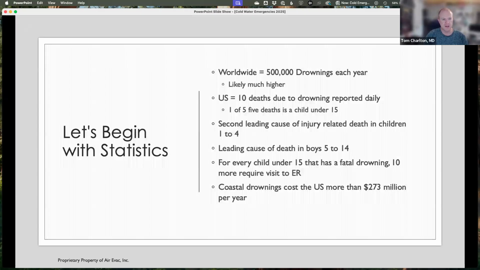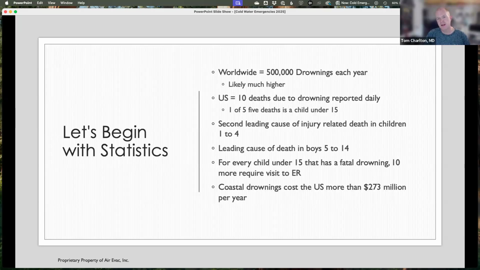So let's talk a little bit about the statistics of this. Worldwide, there's at least 500,000 drownings each year, and that number is likely significantly higher than that. If you think about it, in third world countries, they don't have public health, and so they're not keeping track of how many people are drowning. And it may be that some of these remote villages wouldn't even have anybody to report it to.